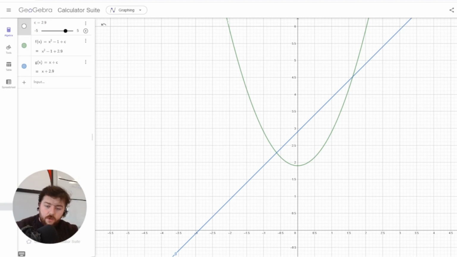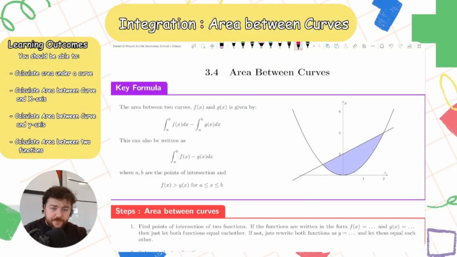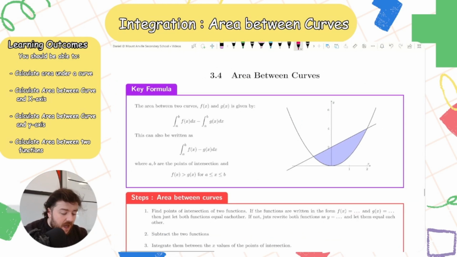So just to go back here, I don't need to worry about negative area. All I need to do, even for area underneath the x-axis, is take away the two functions and integrate between them, and that's it.